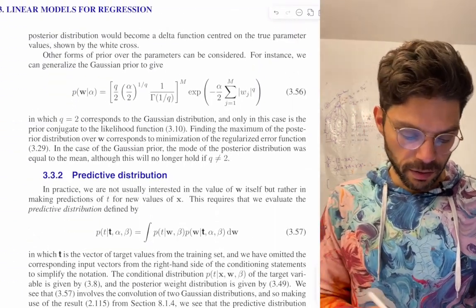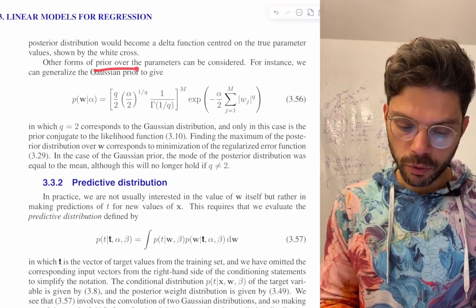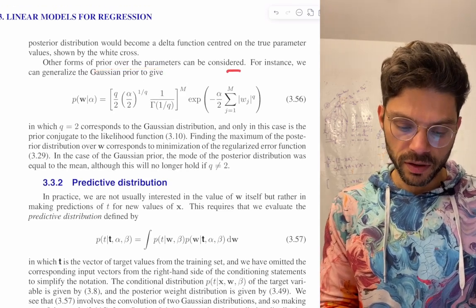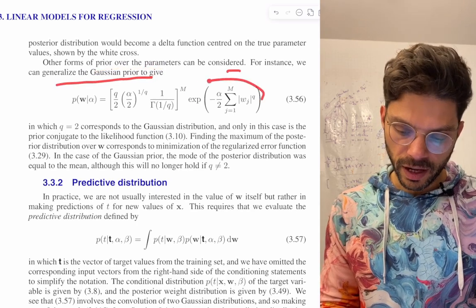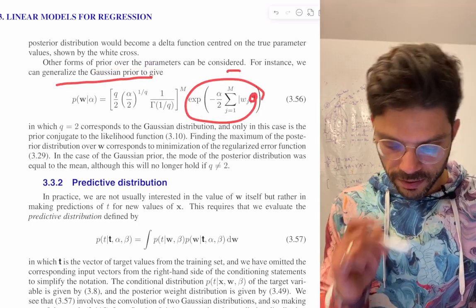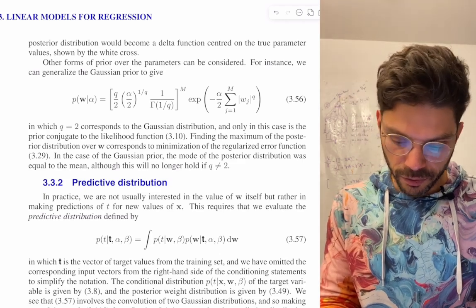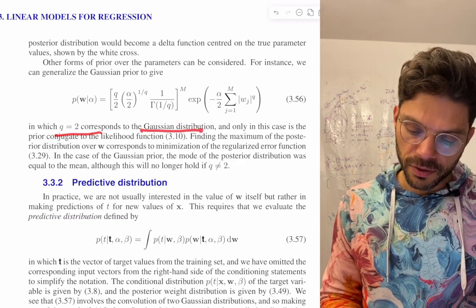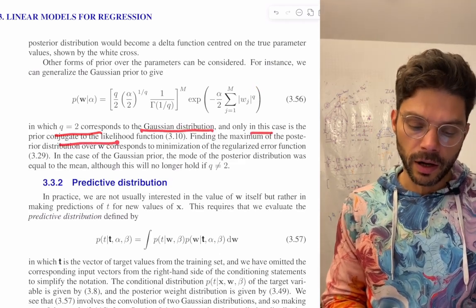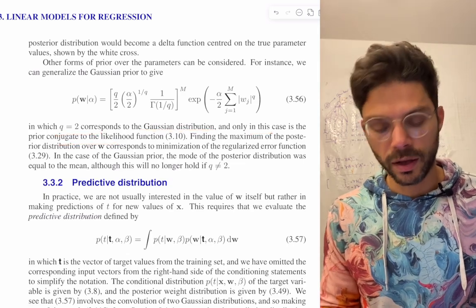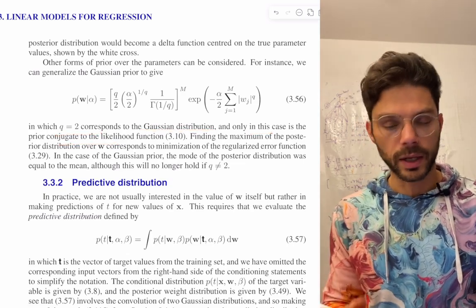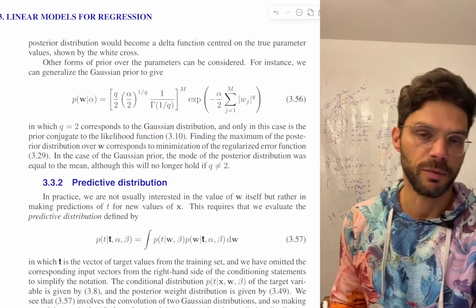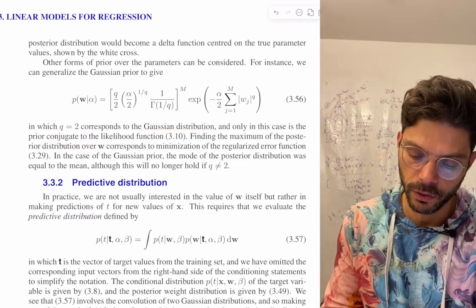So all he's saying at the very end here is that other forms of prior over the parameters can be considered. For instance, we can generalize the Gaussian prior to give this exponential. Notice that it is a sum of the absolute values to the power q instead of 2, in which q equals 2 corresponds to the Gaussian distribution, and only in this case is the prior conjugate. If we use a different q, you can still do inference, but the math isn't going to be so nice. You might have to use numerical methods to do it.